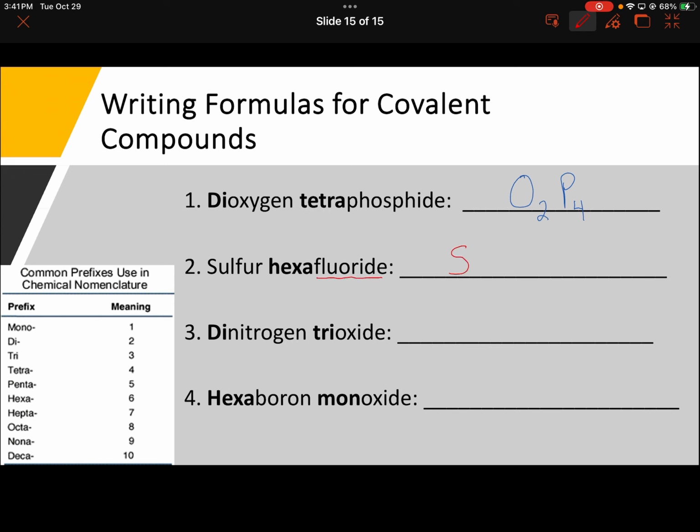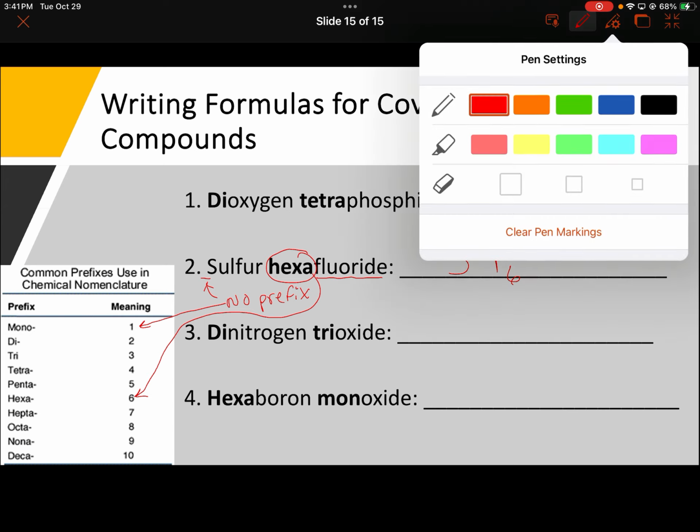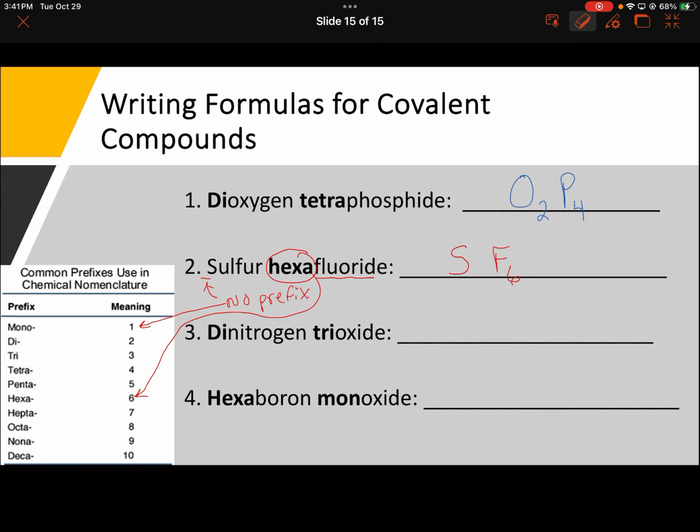Number 2, sulfur, capital S. Fluoride is capital F for fluorine. Notice, no prefix. That means it's 1. So I just have 1 sulfur, and remember we never write the ones. Hexa, 6, SF6. That's all we have to do for these.